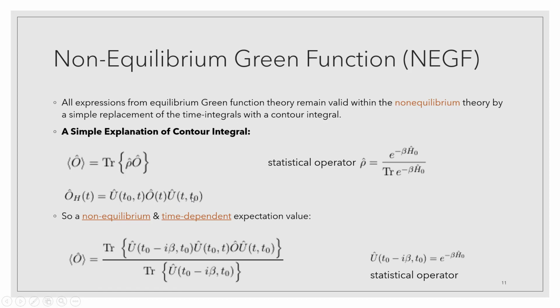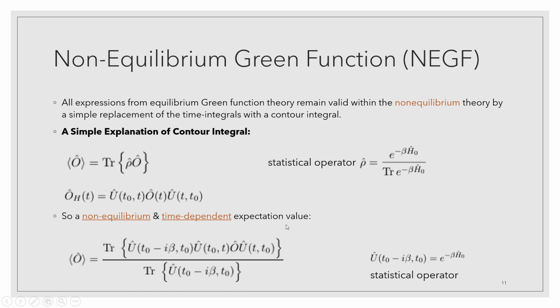So this time evolution, as the name suggests, evolves the time from some time to another. So a non-equilibrium and time-dependent expectation value. Remember, that's a time-dependent representation, which is the Heisenberg representation, and that's the non-equilibrium expectation value. So if you combine them, we'd end up with something like that.